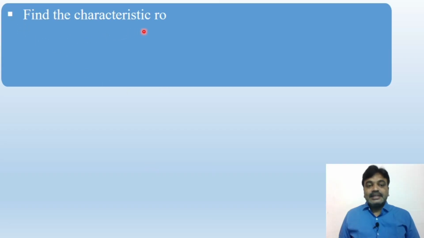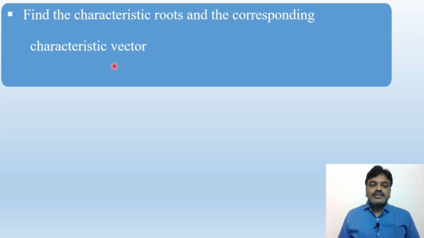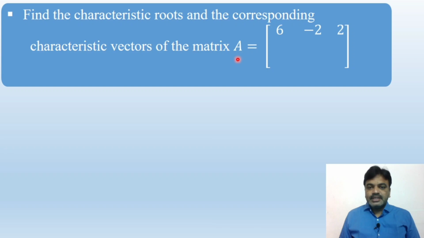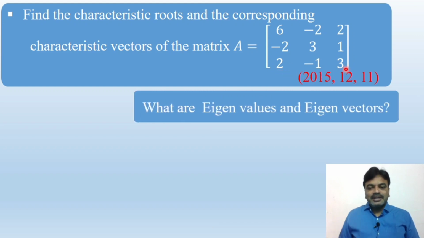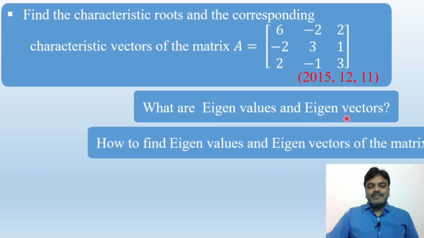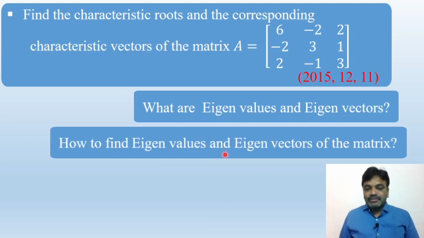Find the characteristic roots and the corresponding characteristic vectors of the matrix A that is equal to 6 minus 2 2, minus 2 3 1, 2 minus 1 3. What are eigenvalues and eigenvectors? How to find eigenvalues and eigenvectors of the matrix?